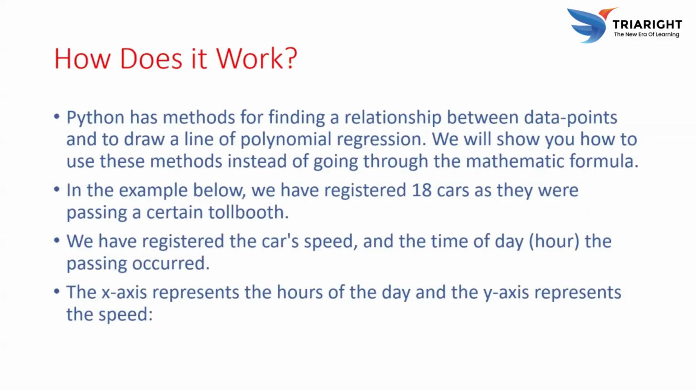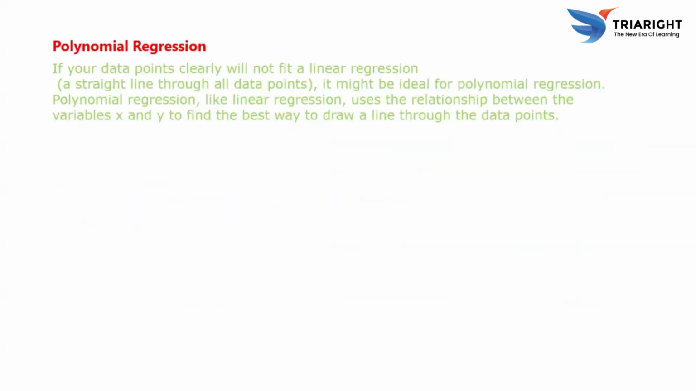Python has a method for finding a relationship between the data points and drawing a line of polynomial regression. We will show you how to use this method instead of going through the mathematical formulas. In this example, we have registered 80 cars as they pass through a toll booth. We have recorded the car speed and the hour of the day at which they passed. The x-axis represents the hours of the day and the y-axis represents the speed.